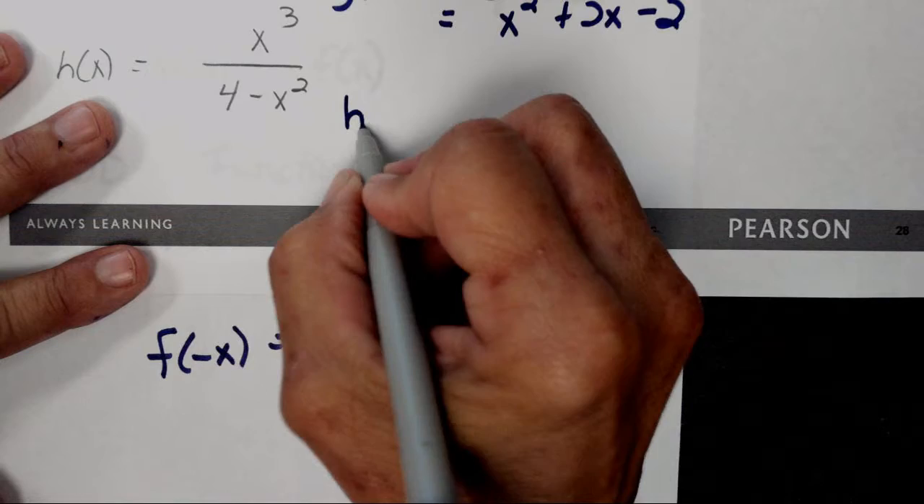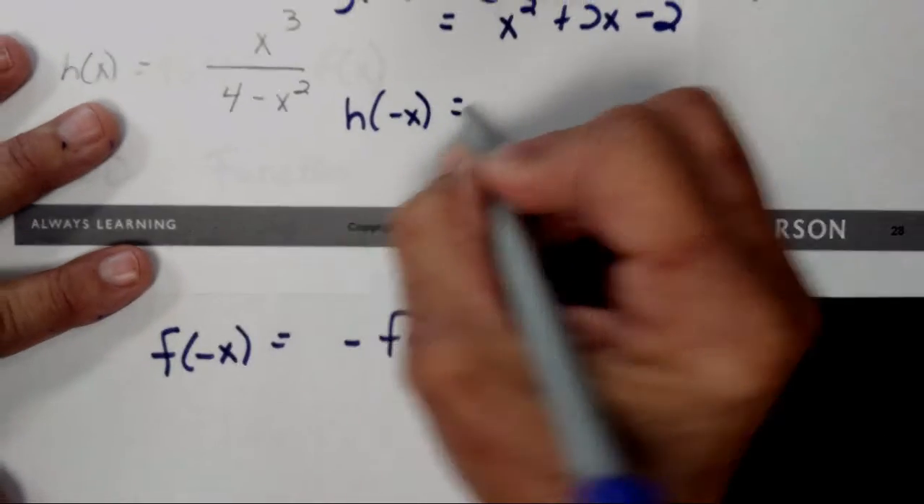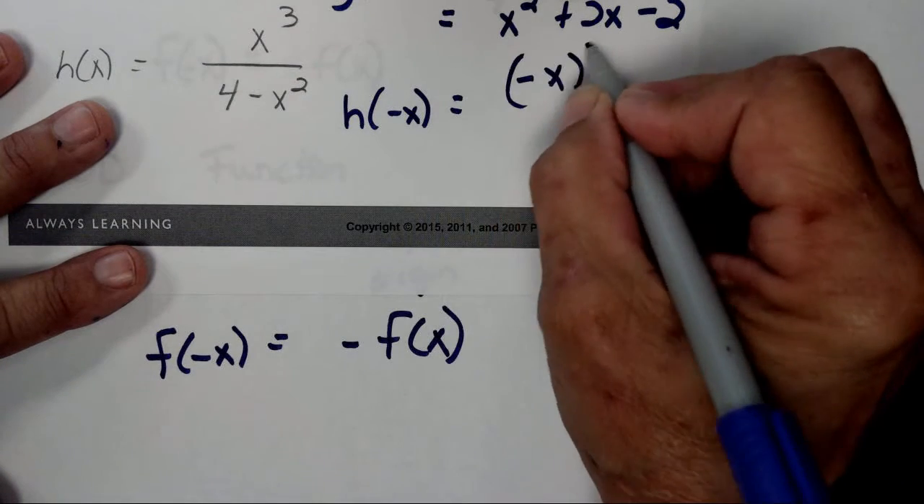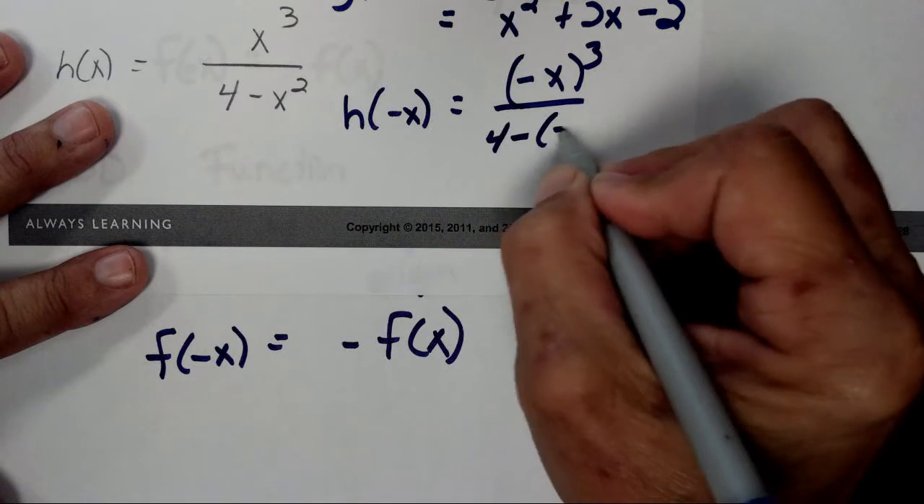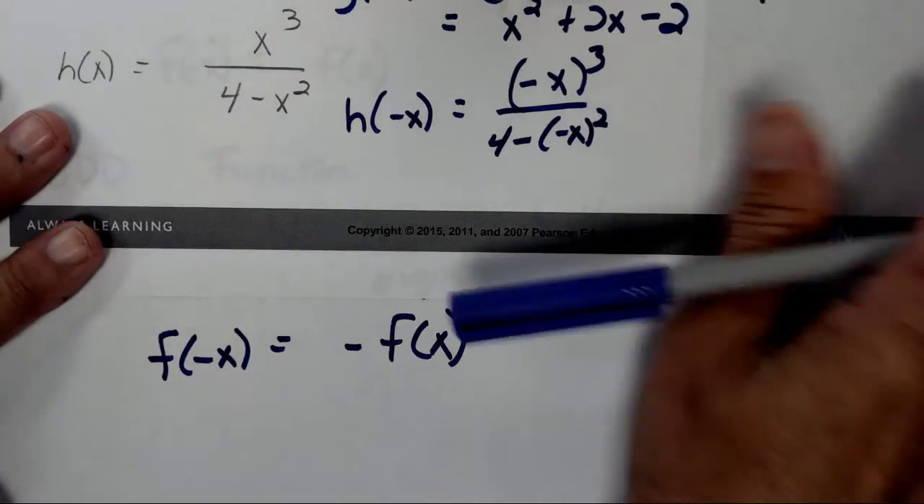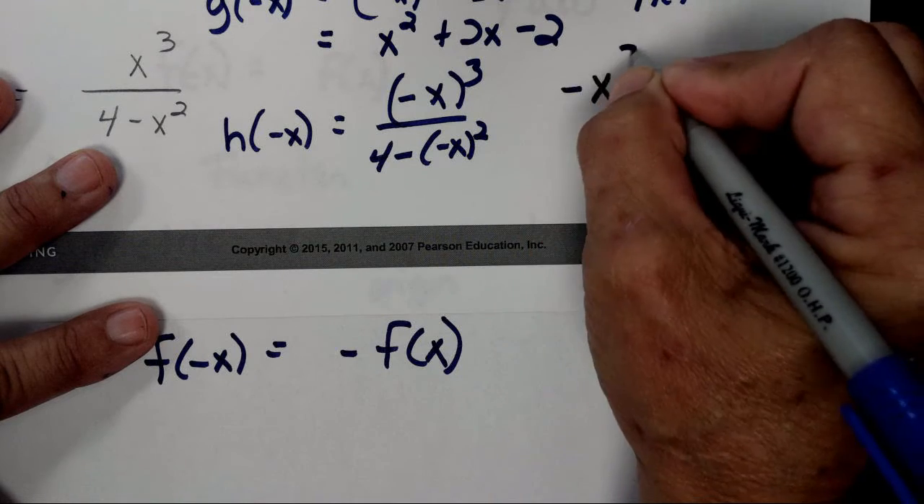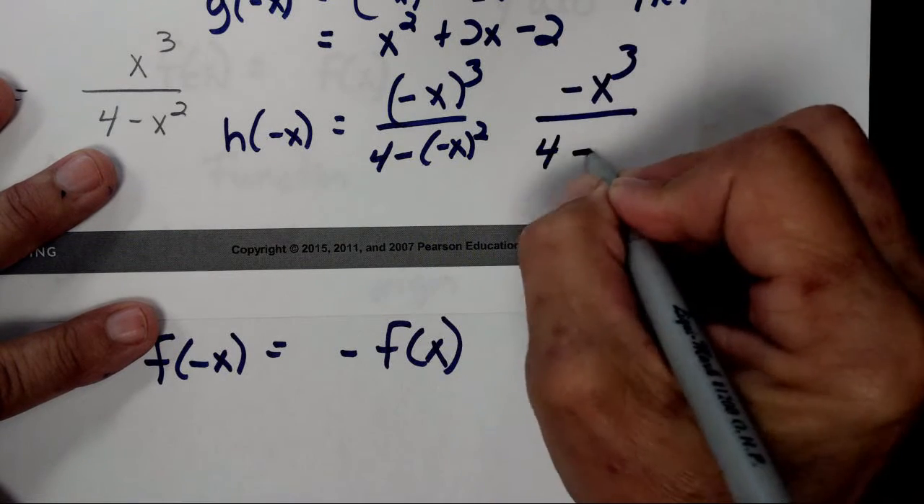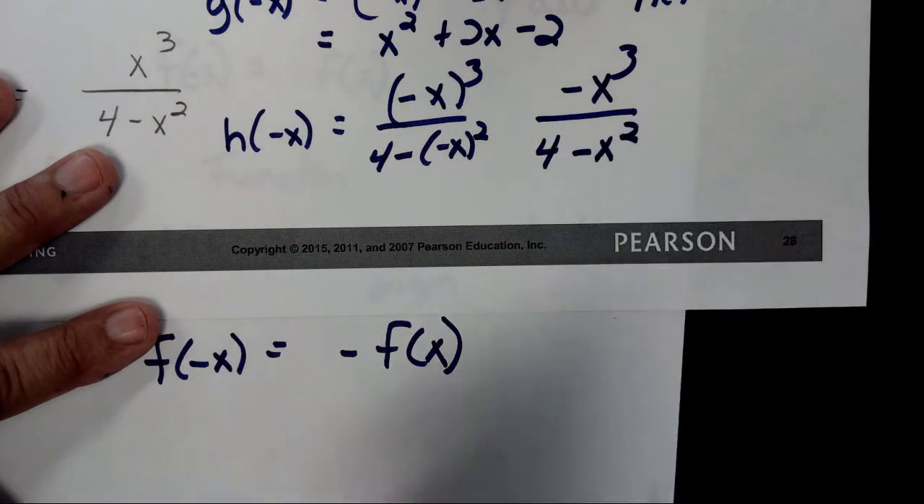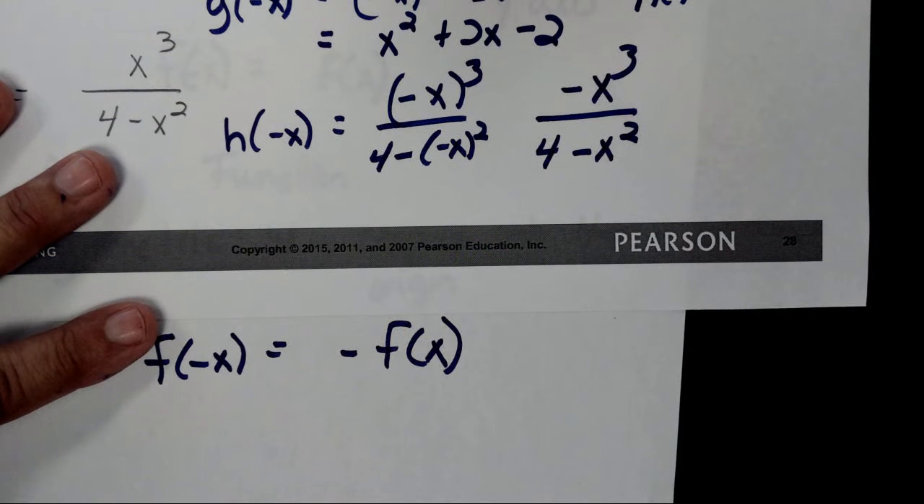So h of negative x would be negative x cubed plus 4 minus negative x squared. What's negative x times negative x times negative x? Negative x cubed plus 4 minus x squared, right? Odd, even, or neither?